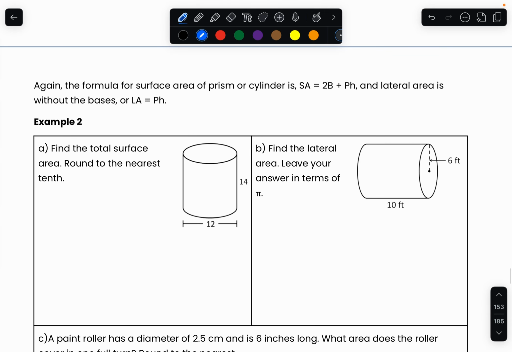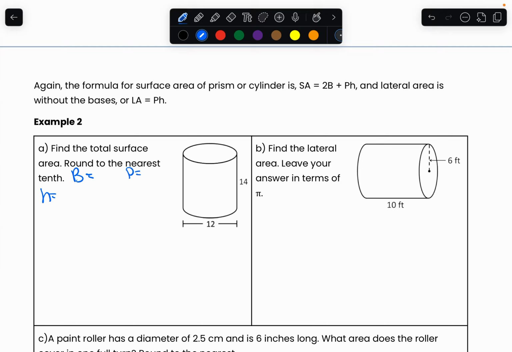Now it says, again, the formula for surface area of prisms and cylinders is SA equals 2 times the area of my base plus my perimeter times my height. And the lateral area is without the bases, or just lateral area equals perimeter times height. Now we're going to look at example 2, and the first question is to find the total surface area rounded to the nearest 10th place. Now, on this one, we're still trying to find 3 things. We're going to find my base, my perimeter, and my height.